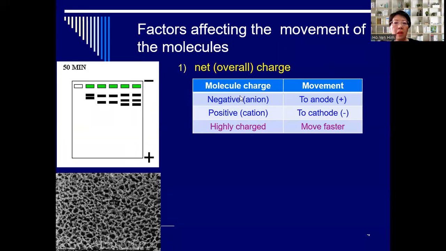Let's look at this one. A molecule that's negatively charged, an anion, will move towards the anode, which is positively charged. A positively charged molecule, which is a cation, will move towards the cathode. So remember, anion moves towards anode, cation moves towards cathode. If the molecule is highly charged, it will move faster because the attraction between positive and negative becomes stronger.